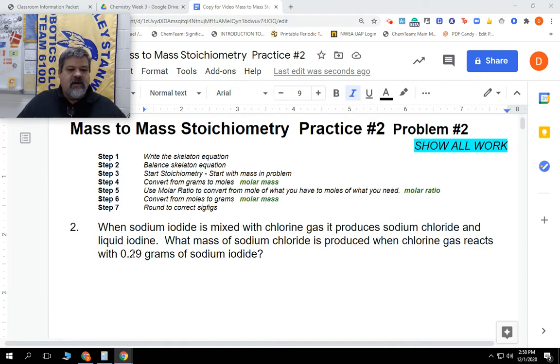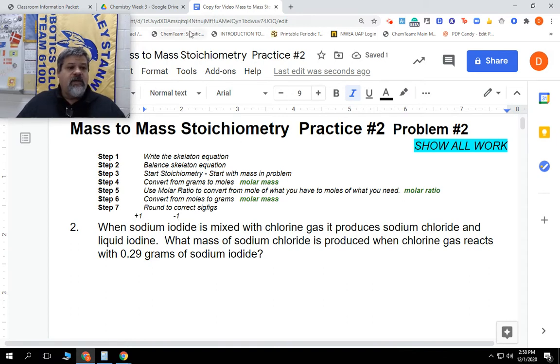So the first thing that we need to do is we need to come up with a skeleton equation. Okay, so we have to look at what we have, and we have sodium iodide. Now sodium iodide, there's no Roman numeral, so it's a type 1. The last one ends in "ide", so that means that it's not polyatomic. So we can look basically at what column it's in. Now sodium is a +1, okay, and iodine is a -1.